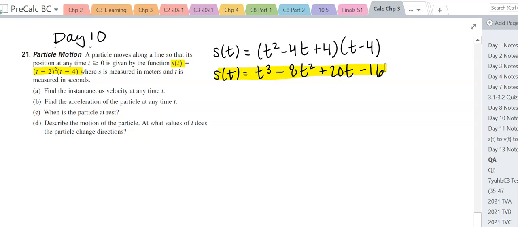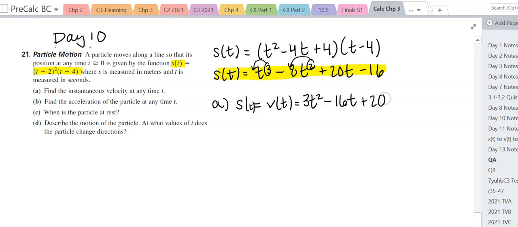Okay, so now we are finding the instantaneous velocity at any time t. Instantaneous meaning find the derivative. So s prime is equal to v, and you can say s prime of t if you want, or v of t, either is fine. And I'm just going to use power rule for that. So bring my exponent forward, 3t squared, bring my exponent forward, minus 16t, and the derivative of 20t is just going to be 20. All right, so there's part A.